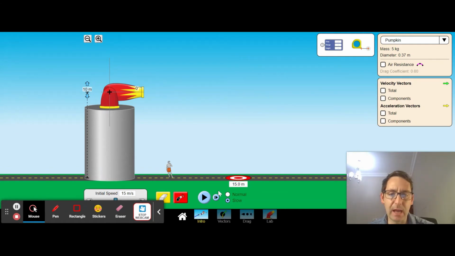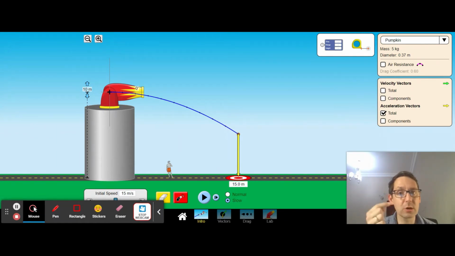The first thing we're going to look at is the acceleration. So I'm going to click over here on the acceleration vector so that we can see that. So now watch, as it launches, what do you see? Hopefully you see a lot of boring, right? The only acceleration of the ball is the downward acceleration of gravity. There's no horizontal acceleration once it's left the cannon. It just keeps flying horizontally.